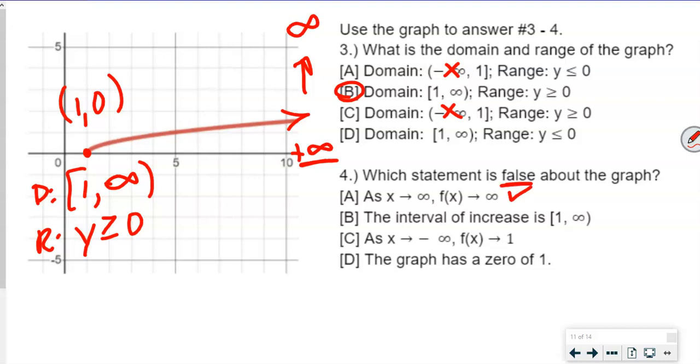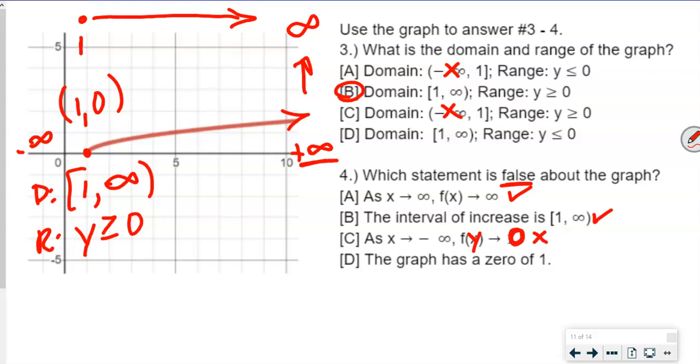The interval of increase is from 1 to where? Yes, infinity. Y'all see that? Because infinity is to the right. So that's true. As x approaches negative infinity, that would be right here as we're going left on the graph, is f of x 1? Is the y value 1? No, it's 0. Y'all see that? So that's our incorrect answer.